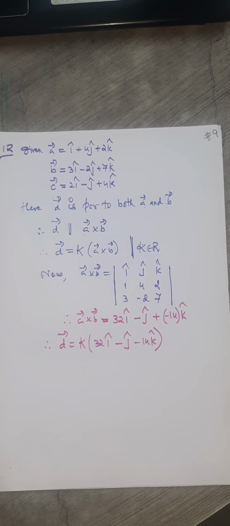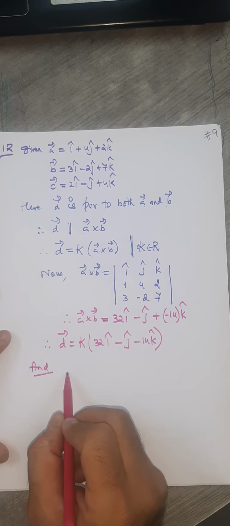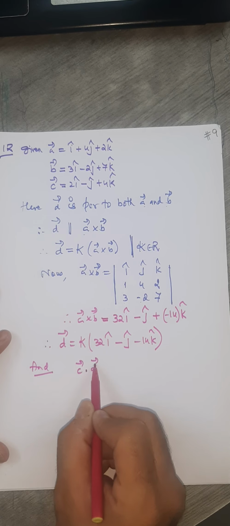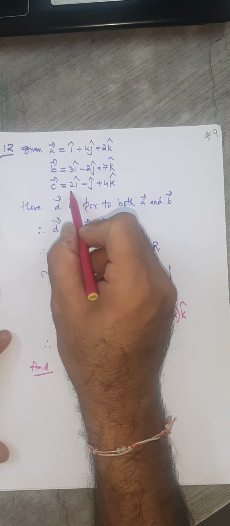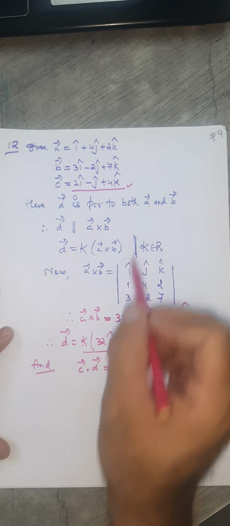Now how do we get the k? So using one more condition given in the question. What is that condition? Let's write that condition here. That condition is vector C dot vector D equals 15. So the dot product of this one with this must be 15. So we'll get the k from there.